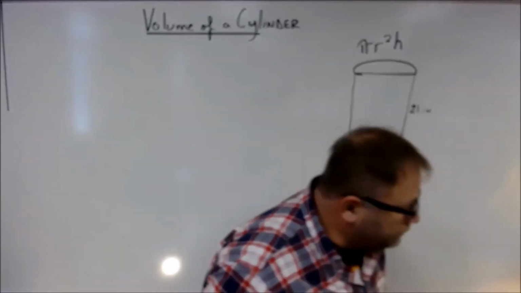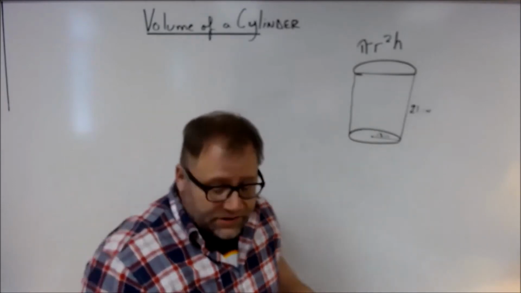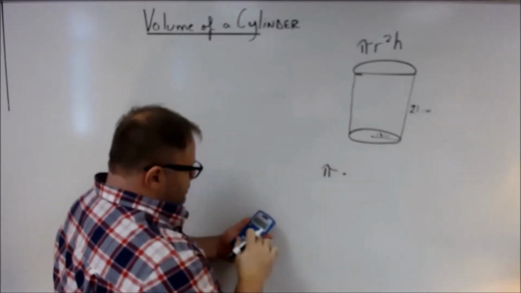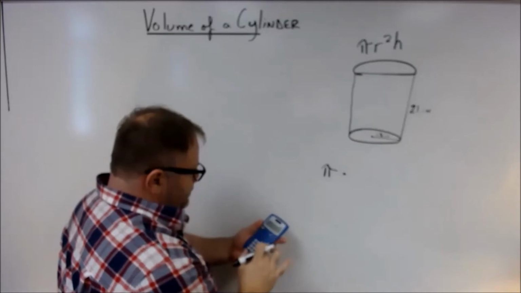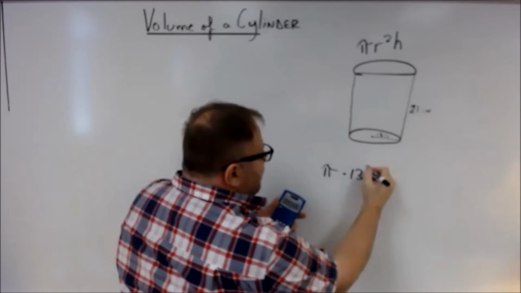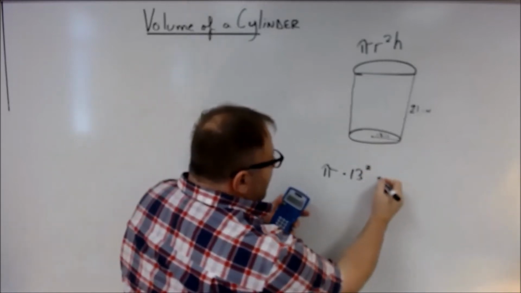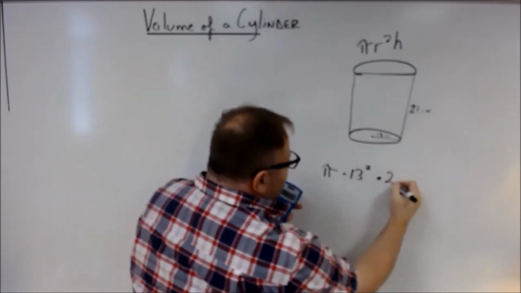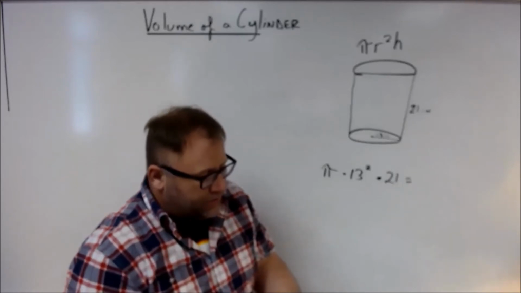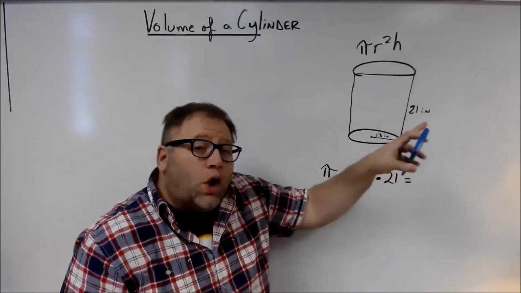Now for doing this, we're going to use our calculator. So as I put this in the calculator, it's going to look like this. Pi times my radius, 13, then the squared button, 13 squared, times the distance between the bases. All right. Then I hit enter. And now I get a pretty big number. And that's totally fine. We expect a big number. These are not small numbers.